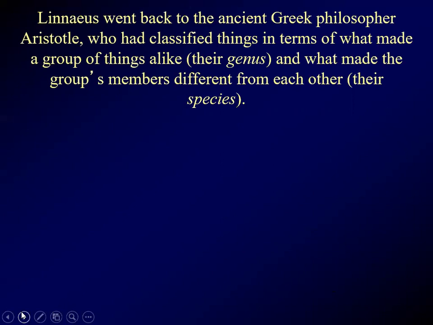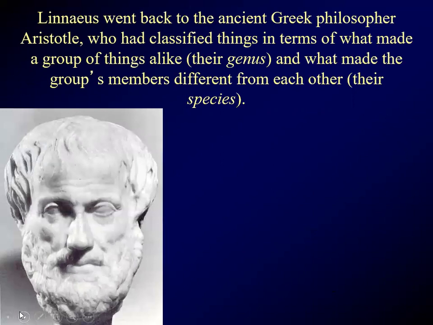Anyway, Linnaeus went back to the Greek philosopher Aristotle. There's Aristotle. And he classified things. He said, okay, if we want to classify things, we should first figure out what they all have in common. And then we should figure out what makes each one of the members of the group different from each other. We first need to figure out what all members of the group share.